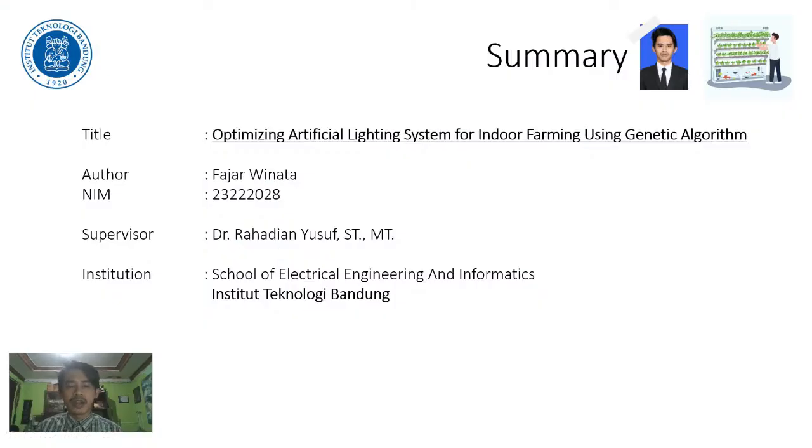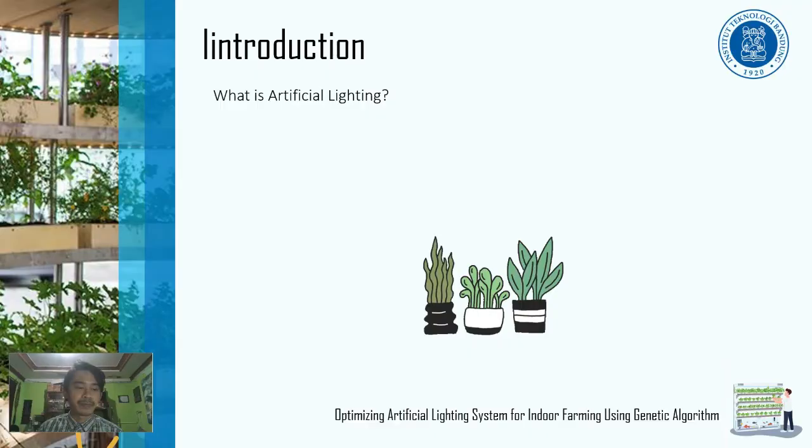Okay, before I present my research, this is my summary. The title is Optimizing Artificial Lighting System for Indoor Farm Using Genetic Algorithm, and my name is Fajar Winata, and the student number is 232222028, and the supervisor is Dr. Hedian Yusuf, STMT, and I'm from the Institut Teknologi Bandung.